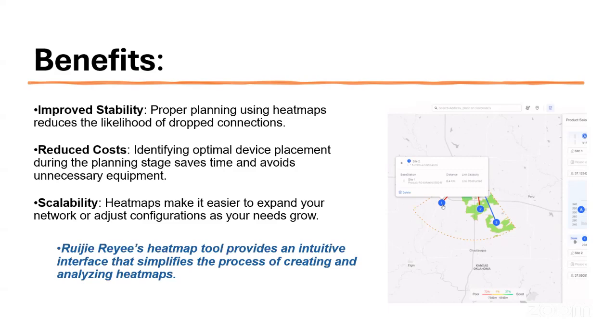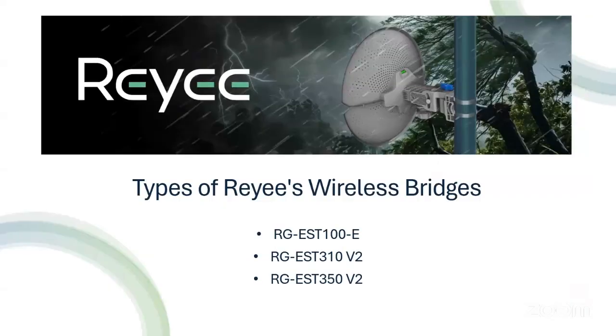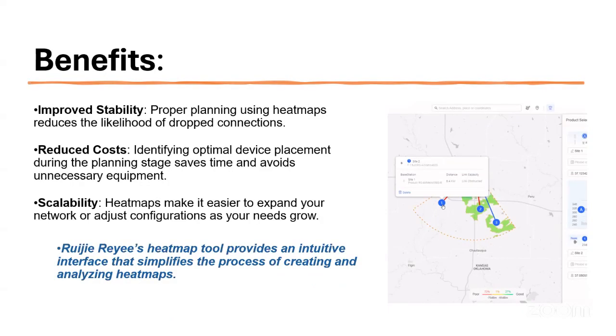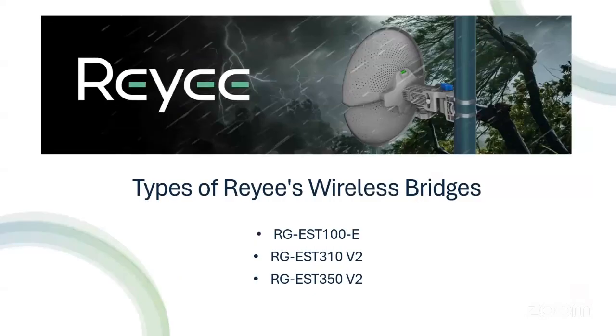The Reyee Heatmaps tool provides an intuitive interface that simplifies the process of creating and analyzing heat maps. I don't know if you have ever struggled with weak or unstable wireless connections. Imagine if you could identify those problem areas before installation. That's the power of the heat map. In this webinar, you will see a practical demonstration on how to use the Reyee Heatmaps tool. But before that, we're going to see the different types of wireless bridges.